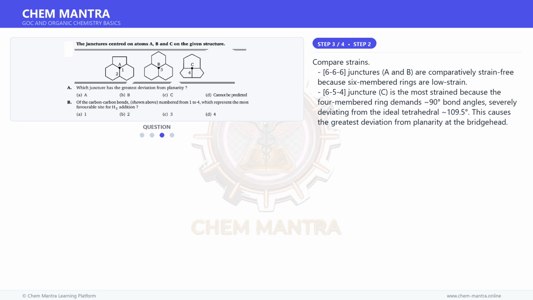Moving on to the next step. Compare strains. 6-6-6 junctures, A and B, are comparatively strain-free because 6-membered rings are low strain. The 6-5-4 juncture, C, is the most strained because the 4-membered ring demands about 90 degree bond angles, severely deviating from the ideal tetrahedral angle of about 109.5 degrees. This causes the greatest deviation from planarity at the bridgehead.